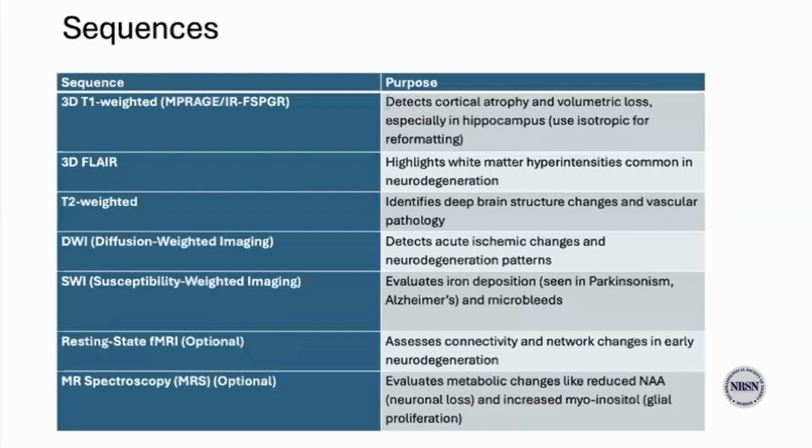So for these, you have to use isotropic reformatting, ensure that the voxel size, and that is the tiny 3D pixel in an MRI image, is equal in all dimensions. That's what we mean when we say isotropic reformatting.